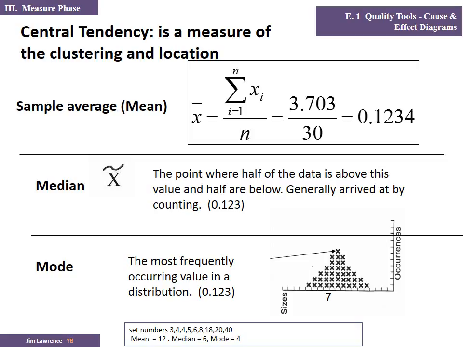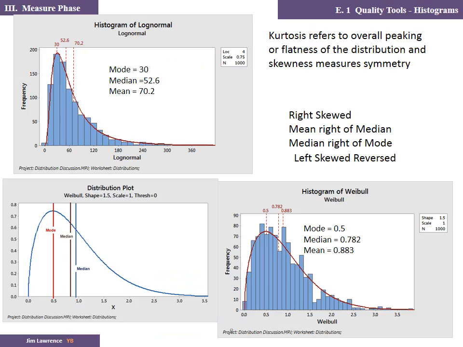So in a set of numbers 3, 4, 4, 5, 6, 8, 18, 20, and 40, the mean is 12, the median is 6, and the mode is 4. Kurtosis refers to the overall peaking or flatness of the distribution, and skewness measures symmetry. Right skewed, the mean is right of the median, which is right of the mode. Left skewed is reversed.